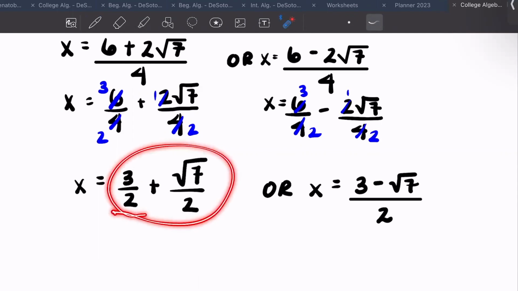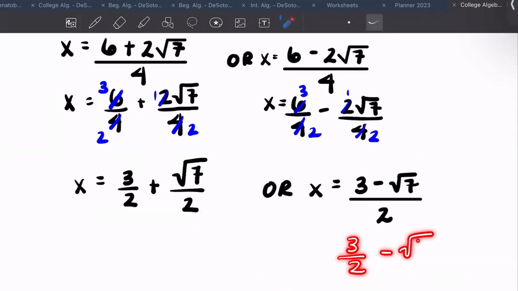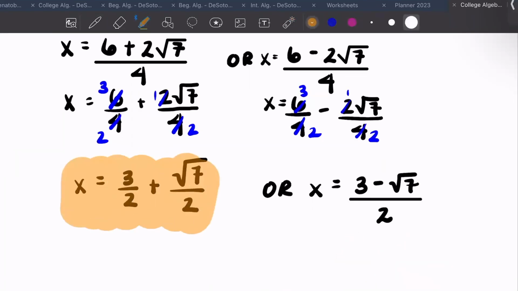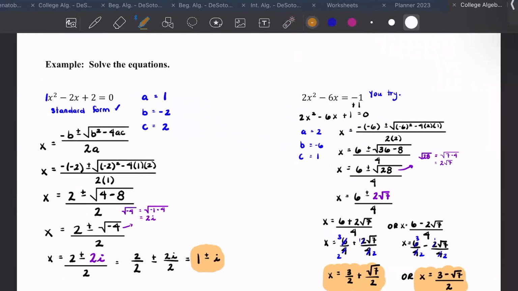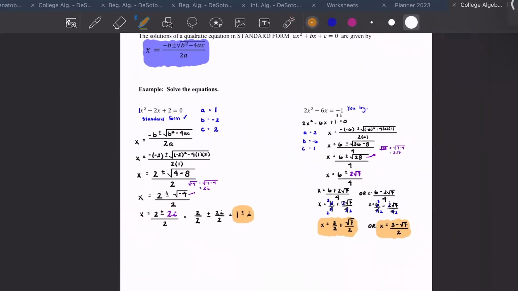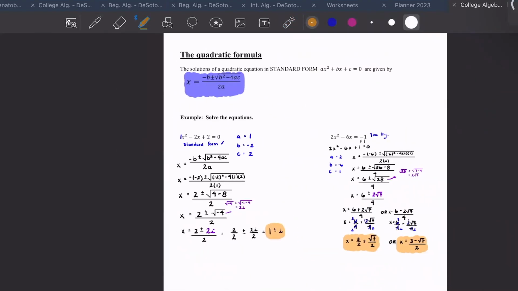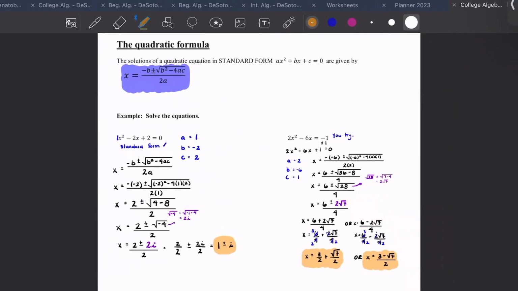Okay, you can write them, I wrote them like that for a reason. You can write it like this, or you could have written 3 plus the square root of 7 over 2. You can either split them up, keep them split, or you can put them back together. I could have written this one like 3 over 2 minus the square root of 7 over 2. Either way is fine. Doesn't matter because it's all over one term. Okay. And that is the quadratic formula as a part of section 1.5.